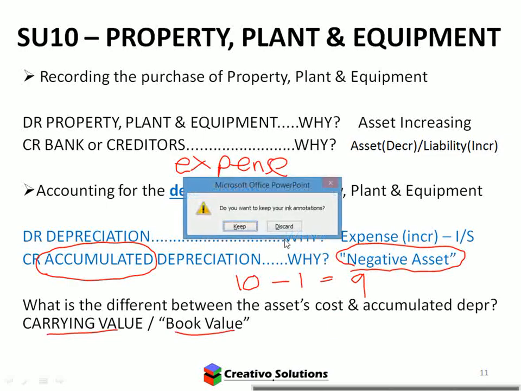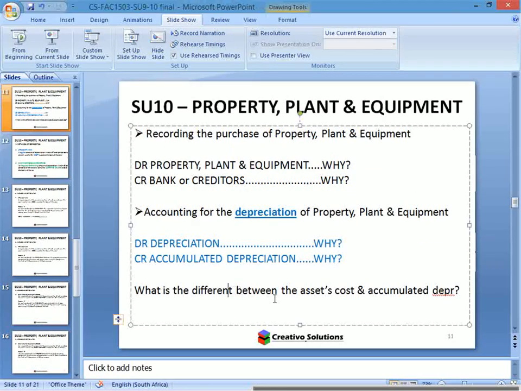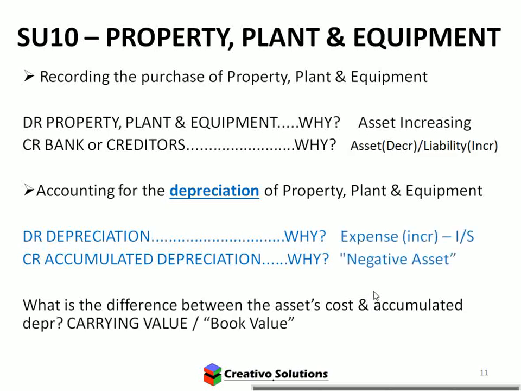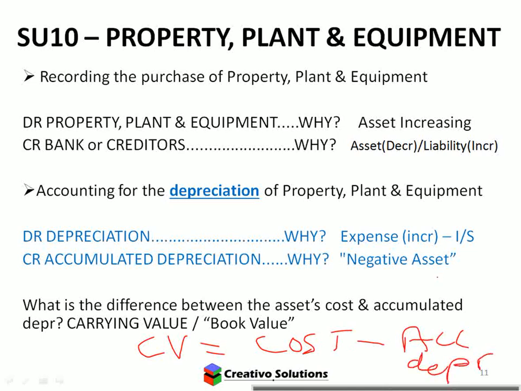Okay, sorry, there's a typo here. What is the difference between the asset's cost and accumulated depreciation? Okay, it goes to the next line. Right, so carrying value is calculated using this equation: cost minus accumulated depreciation. That's how you calculate carrying value.